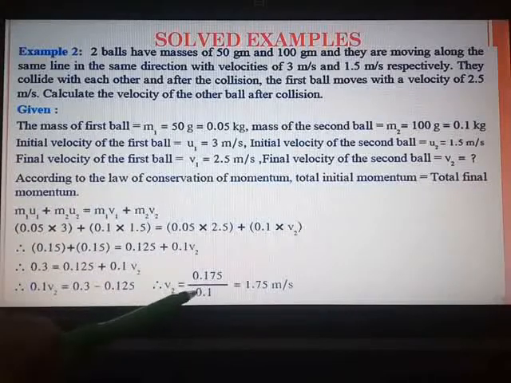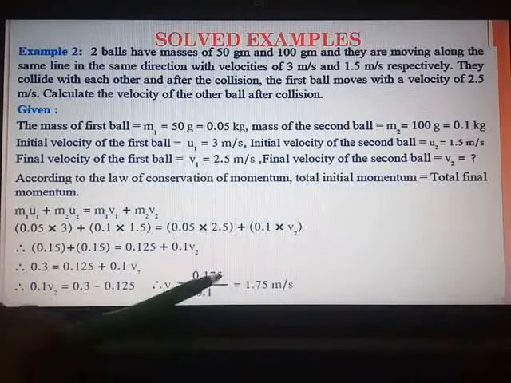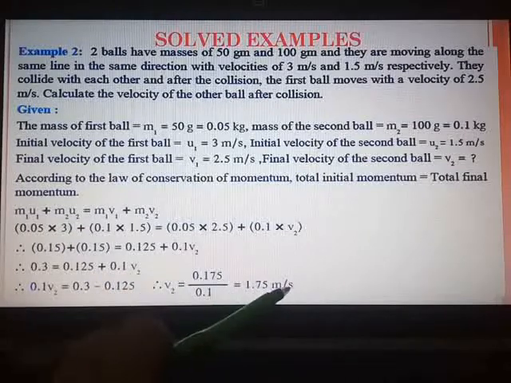So 0.175 upon 0.1. So when you divide 0.175 by 0.1, you get 1.75, and it is velocity, so meter per second. And this is your answer. Final velocity of the second ball V2 is 1.75 meters per second.